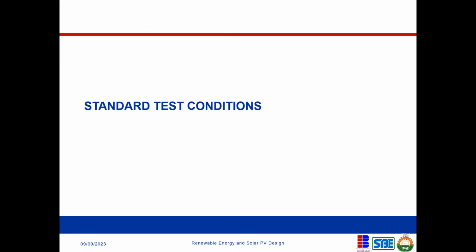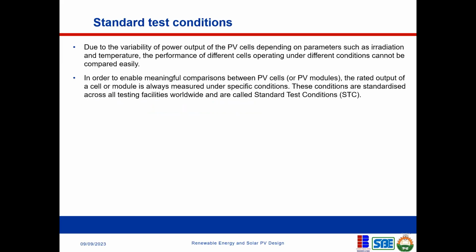So let's look at standard test conditions. Due to the variability of power output of the PV cell, depending on parameters such as irradiance and temperature, the performance of different cells operating under different conditions cannot be compared easily. So when you look at the PV module and it's rated 300 watts, on what condition was it rated 300 watts? Because the operating conditions can vary. It does not mean that if you take that 300 watt PV panel and put it on a roof, it will generate 300 watts. No. It cannot generate 300 watts.